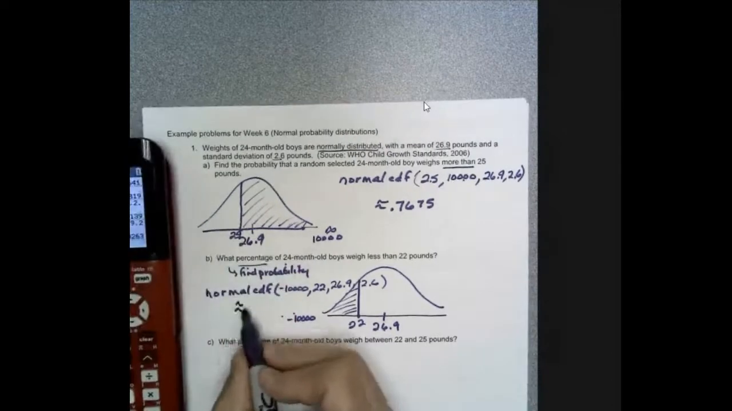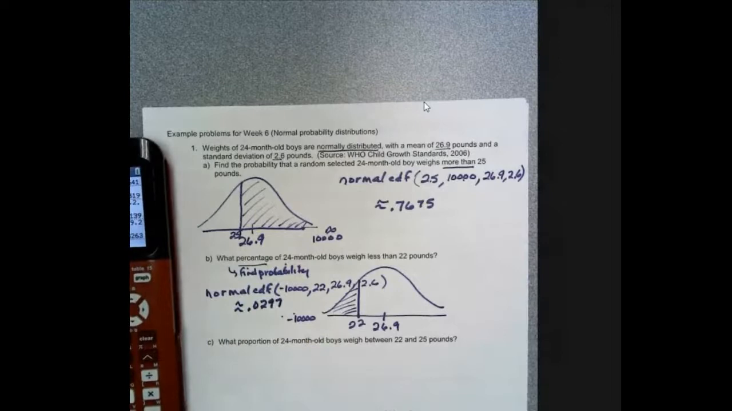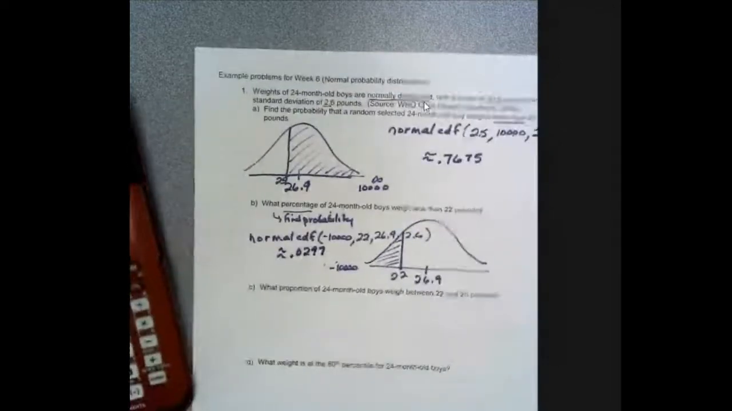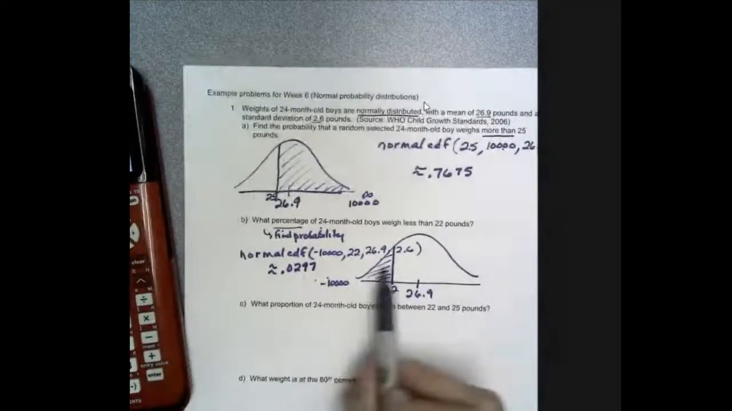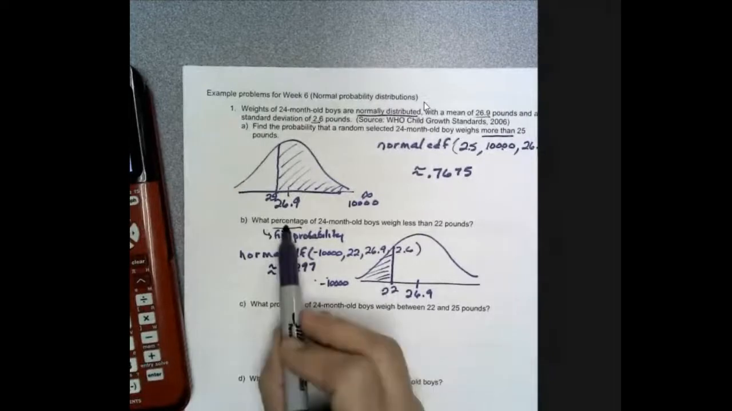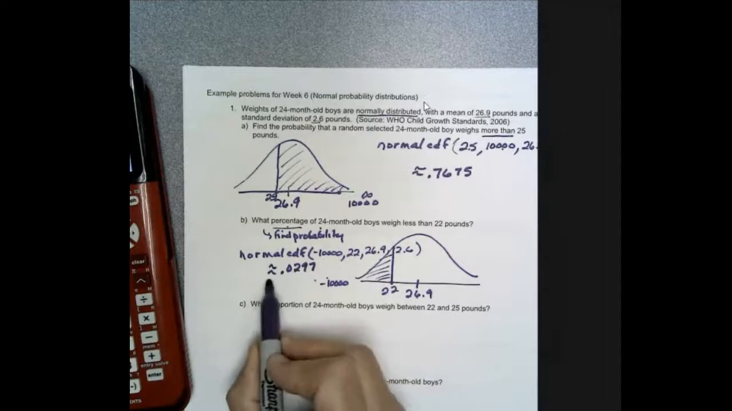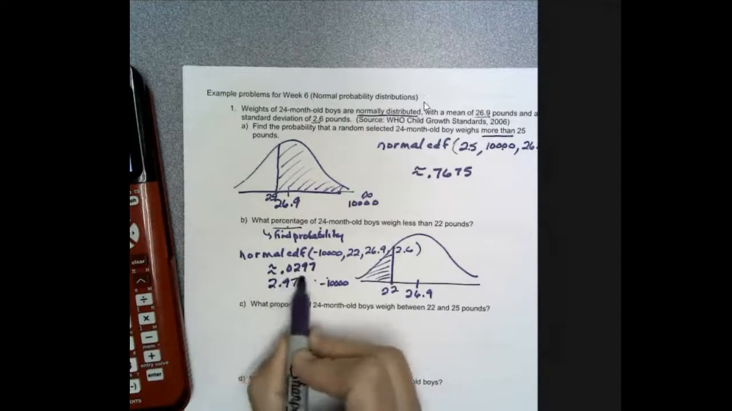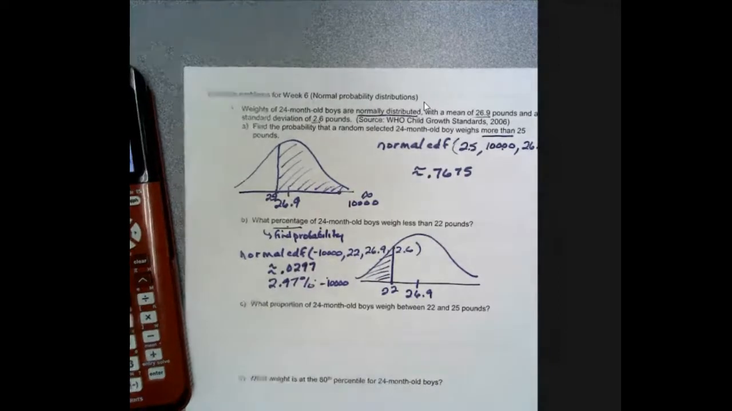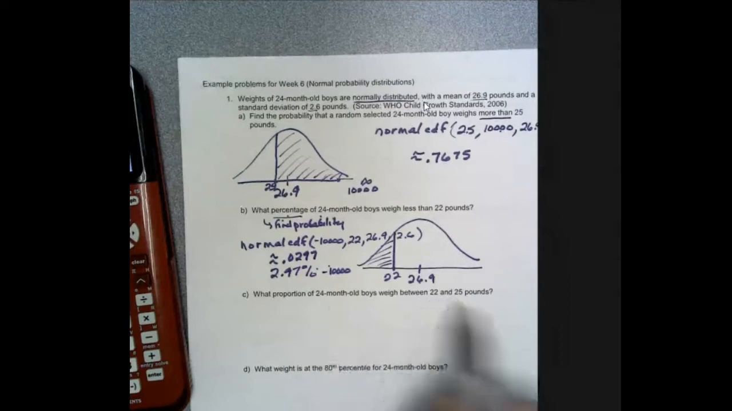So this turns out to be 0.0297 for my probability, and that's the same as my area. If I want this as a percentage, I'm going to multiply this by 100. So that would be 2.97%. The next question is, what proportion weigh between 22 and 25 pounds?